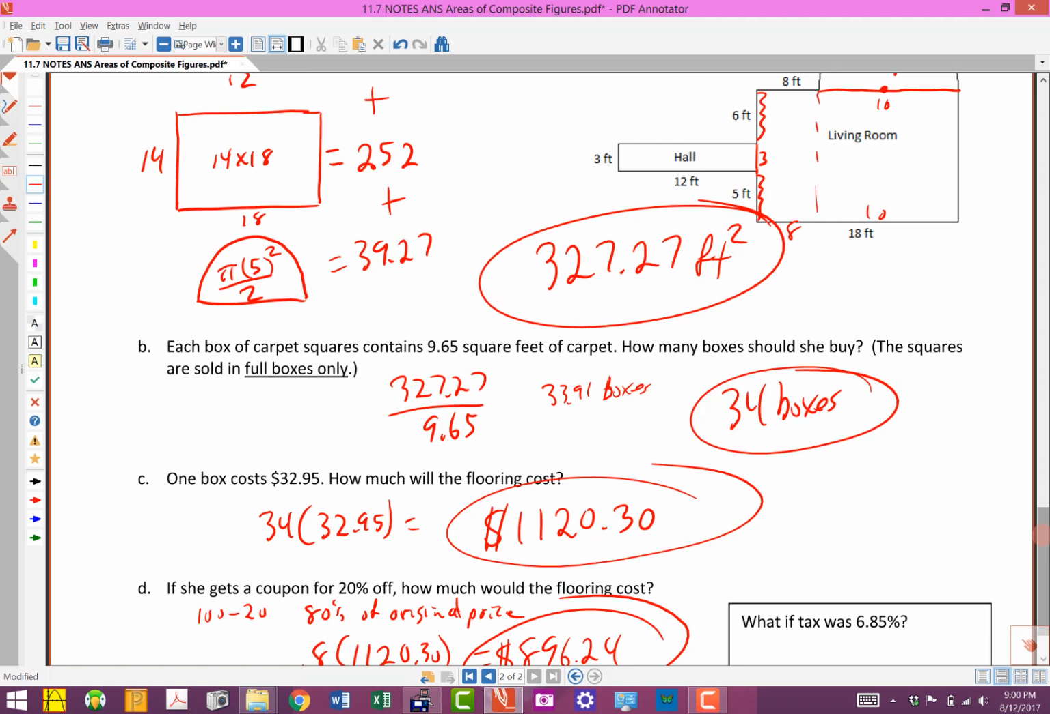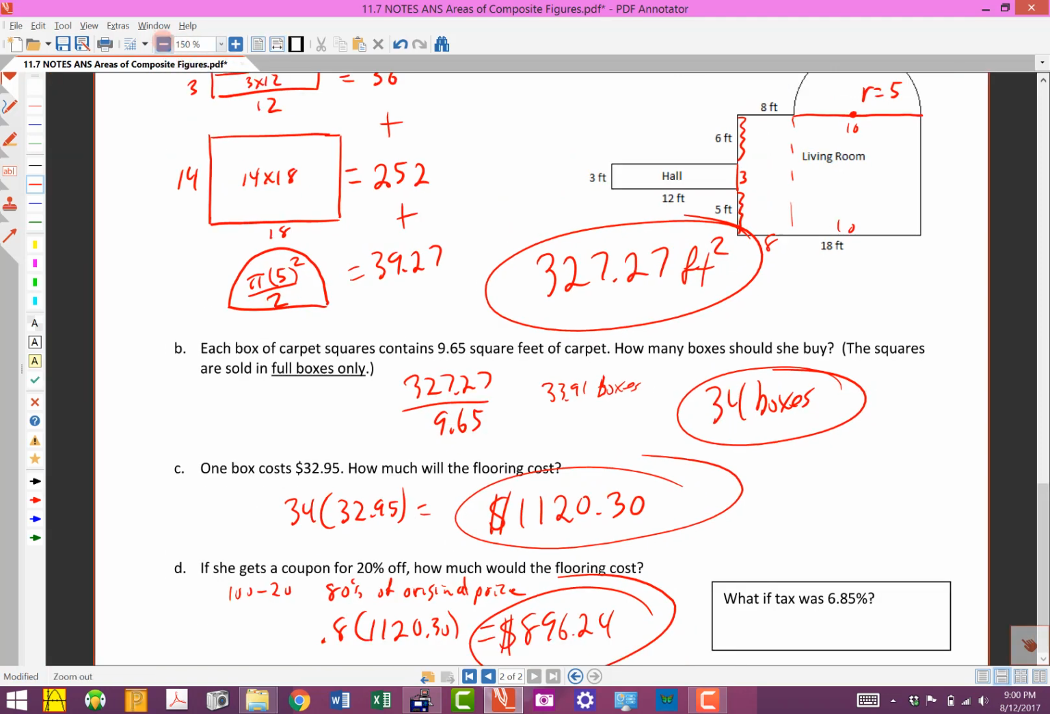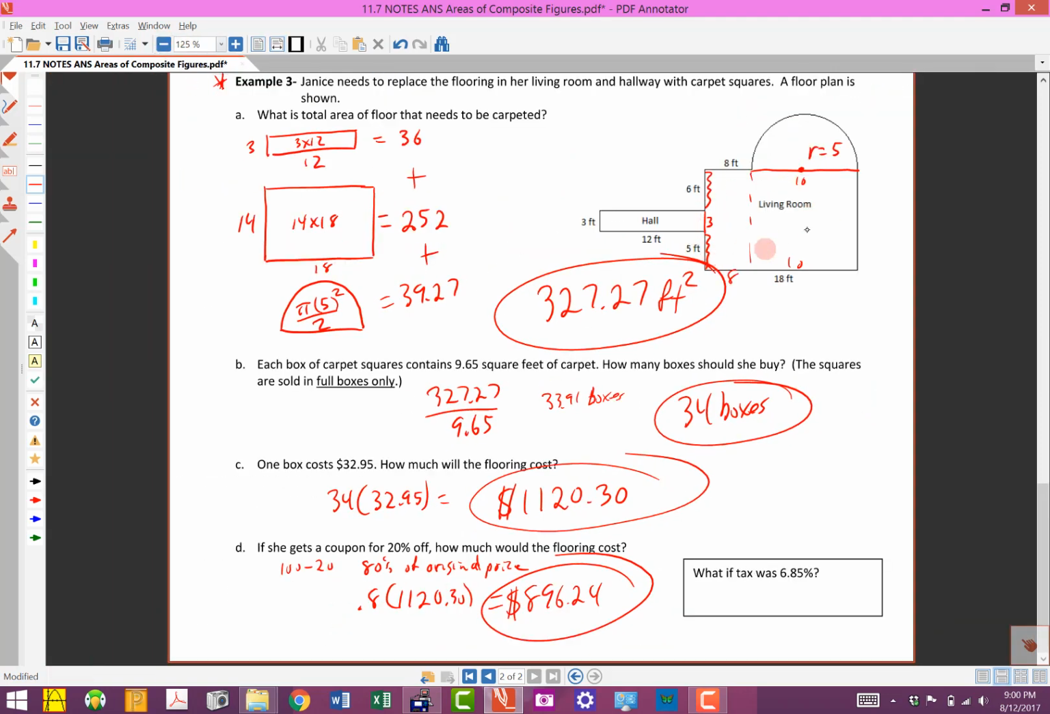So if we take a look at this problem, we started off with, shrink this down so we can see, this big living space right here. We wanted to recarpet everything here, hallway, living room, and this little circular nook. We figured out how many square feet it is, 9.65 square feet of carpet per box, so we divided by 9.65. That meant we needed a little bit less than 34, so we got to buy 34 full boxes. There's the price. We get 20% off.